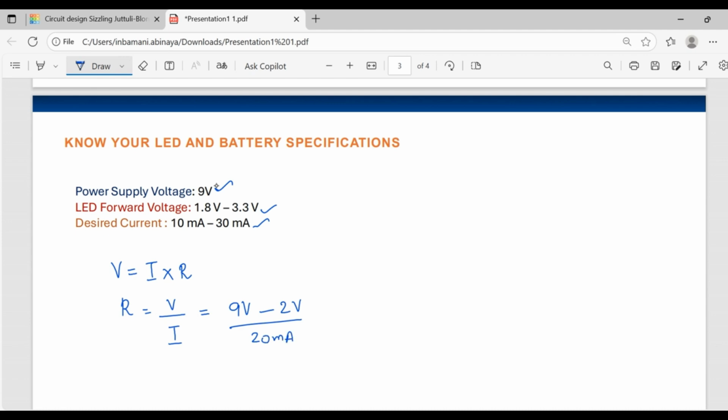From 1.8 volt to 3.3 volt, I have chosen 2 volt because that's a typical forward voltage for a red LED. And the safe LED current is 20 milliamperes. That's the reason why we have chosen 2 volt and 20 milliampere. So we get 7 volt divided by 0.02. And we get the resistance value as 350 ohm. This is the ideal value of resistance which should be used if a red LED is preferred.